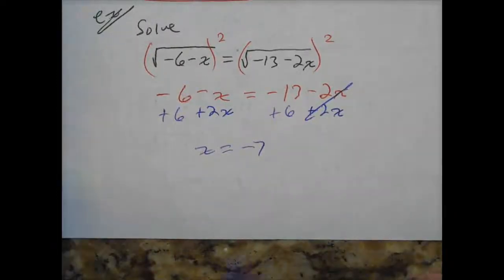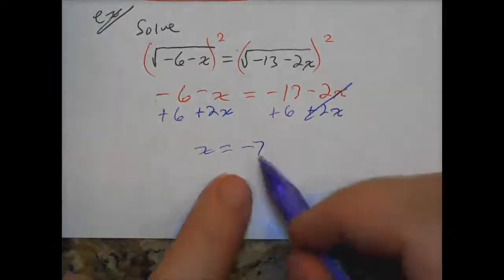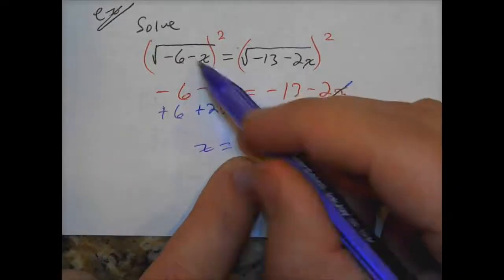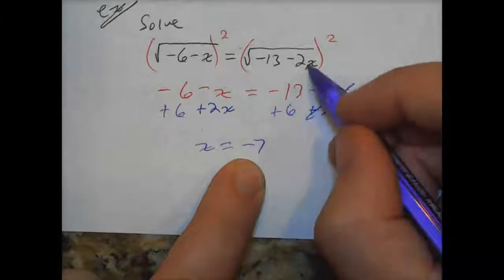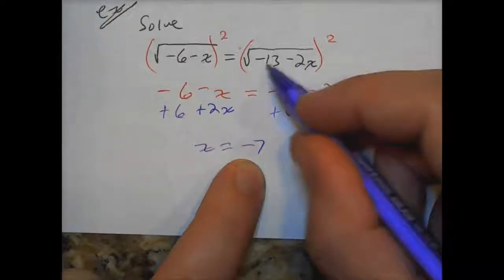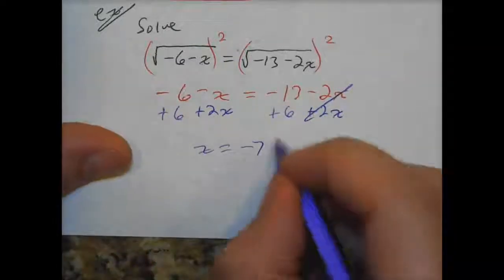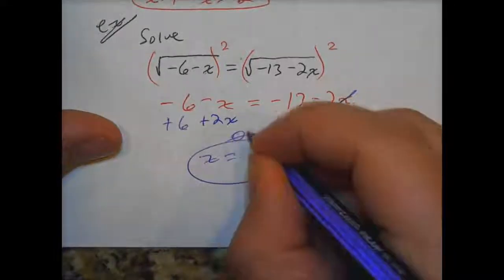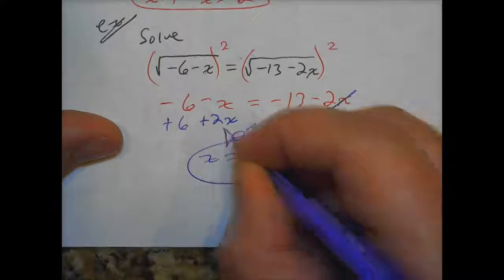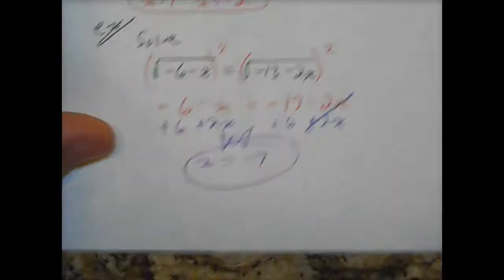Now check your work, make sure it actually works. Negative 7 in here would be positive 7 and negative 6 is 1. Negative 7 here would be positive 14 and negative 13 is 1. So we are good to go. That is a fine answer. It's so pretty. I'll put a bow on it.